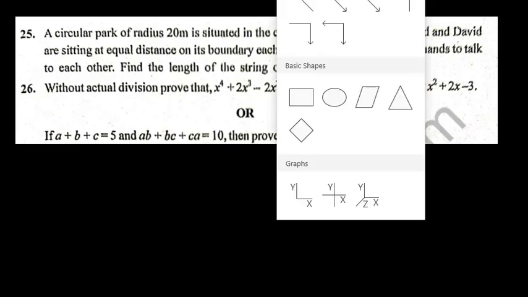So this problem is exactly from your textbook. If you remember, a circular park of radius 20. So let us draw a circular park. So this is a circular park. Now 3 friends, Ankur, Syed and David, are sitting at equal distance. So one is sitting here, another here, and the third here. So they are at equal distance.